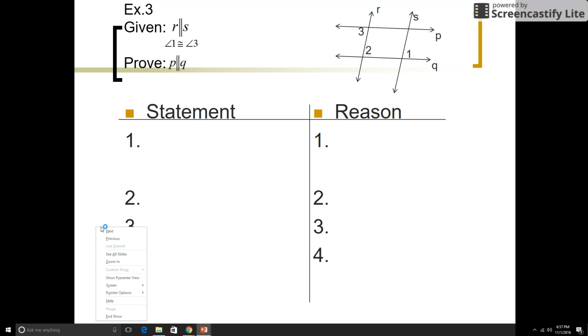Okay, and so now all we have left to talk about is writing an actual proof. And so we know how to start every proof. We have to put the given. So we know the given here, R is parallel to S, and angle 1 is congruent to angle 3. And of course, my reason is going to be given.